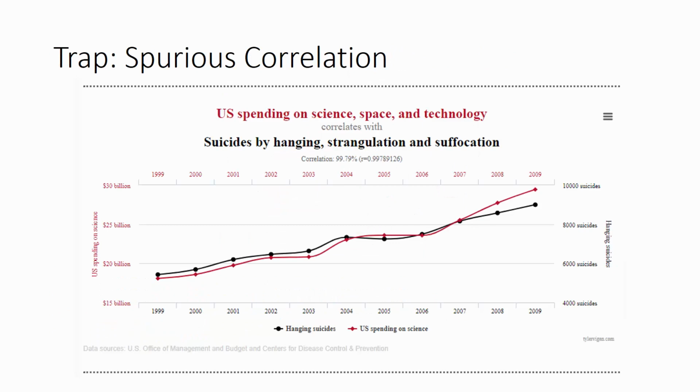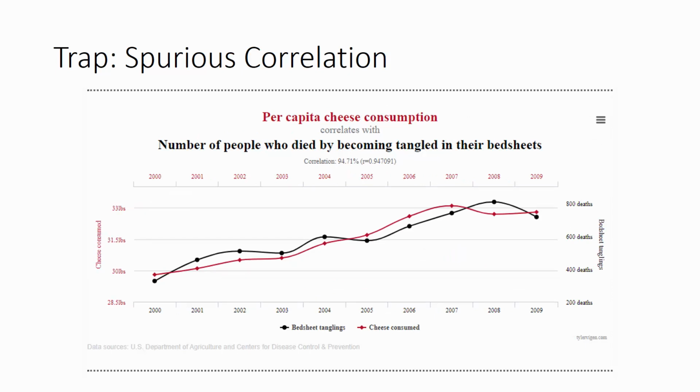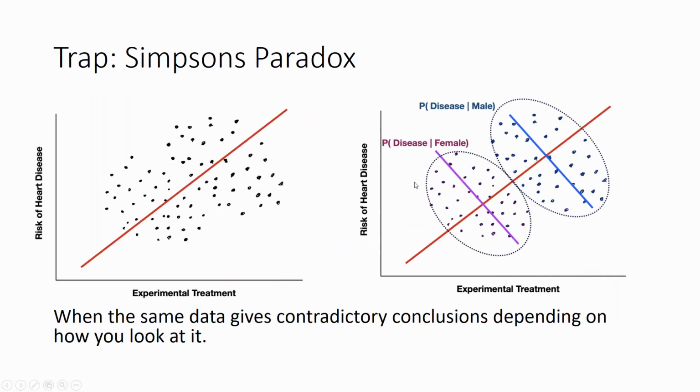This is a spurious correlation. If you measure thousands of variables in the economy and society, US spending on science, space, and technology correlates with suicides by hanging, strangulation, and suffocation. That does not mean that if people commit suicide, the US increases its spending on space, science, and technology. The number of people who drowned by falling into a pool correlates with the films Nicolas Cage appeared in, but that does not mean that if Nicolas Cage appears in more films, more people drown by falling into pools. Per capita cheese consumption correlates with the number of people who died by becoming tangled in their bed sheets. I mean, cheese has nothing to do with people dying due to their bed sheets.